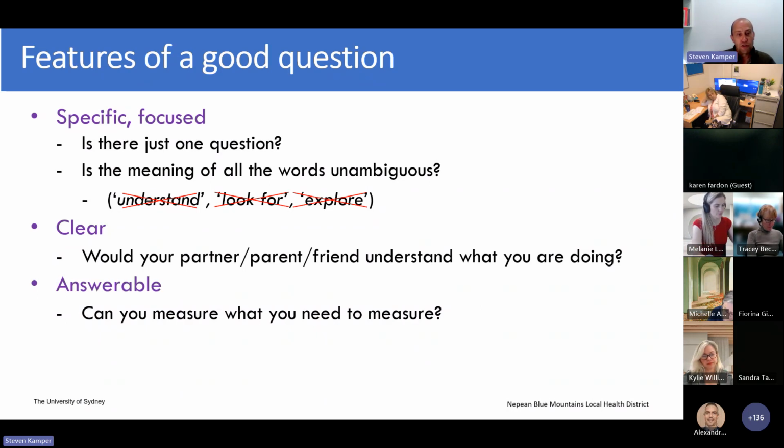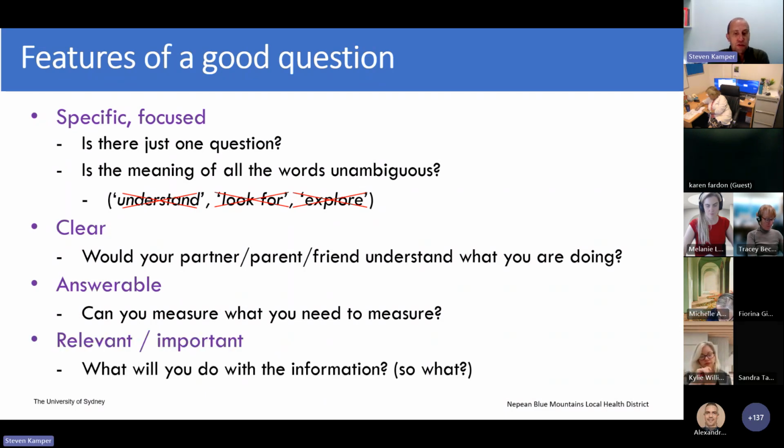It needs to be answerable. So can you measure what you need to measure? And that holds two parts. Do you have the capacity to collect that information? And are there ways of measuring what it is you need to measure? So you can't answer a question if you can't measure the outcomes.